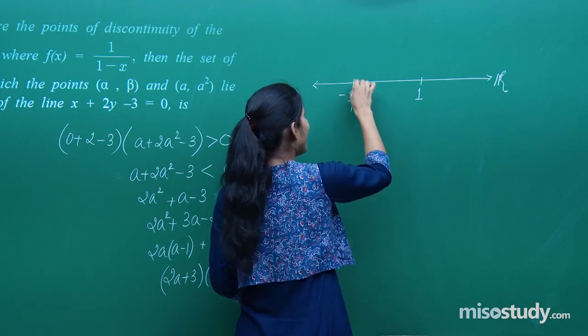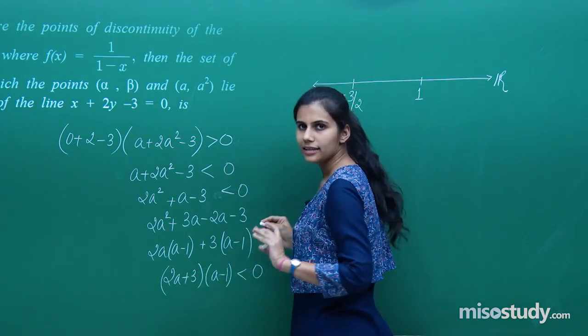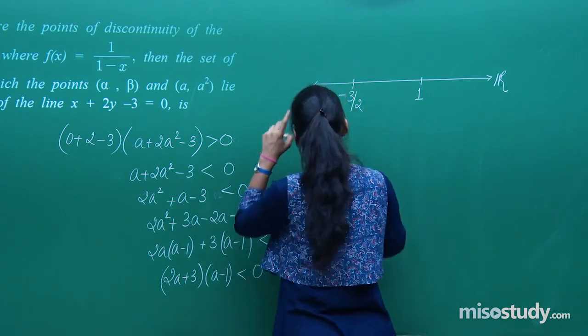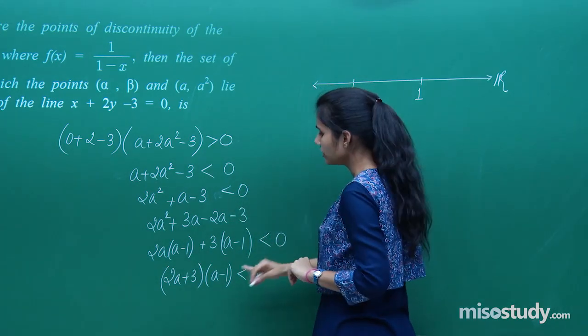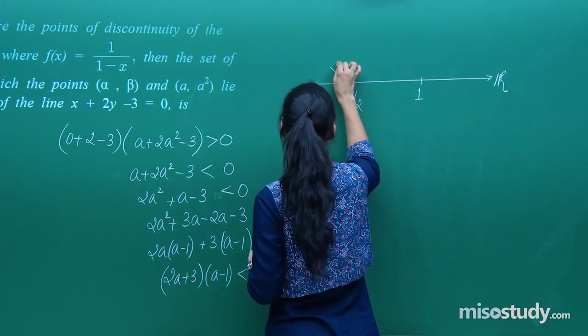Fine. At minus 3 by 2 and at 1, this will be equal to 0. So a cannot take these two values because I want less than 0. If you take numbers which are strictly less than minus 3 by 2, this will be negative, this will be negative, so the answer will be positive. So I cannot take this range.